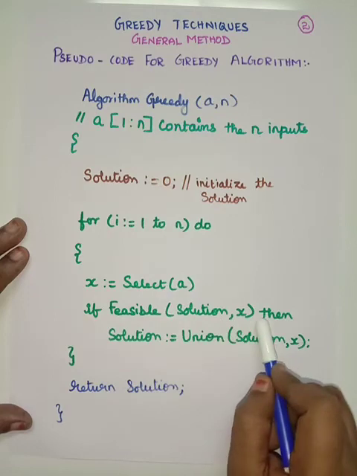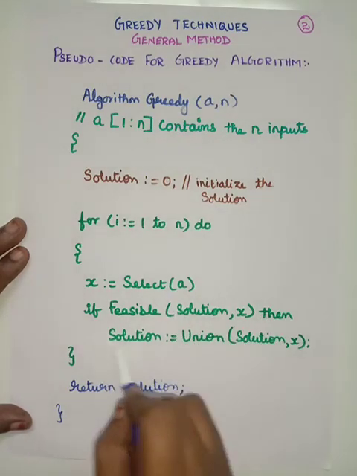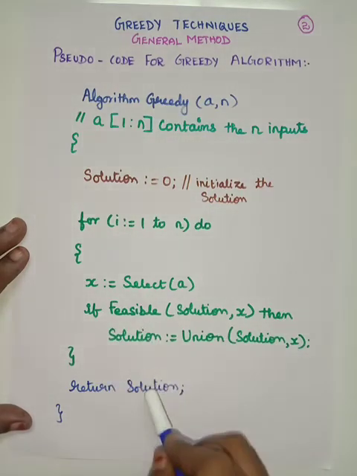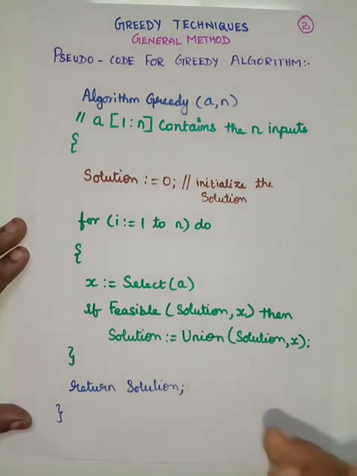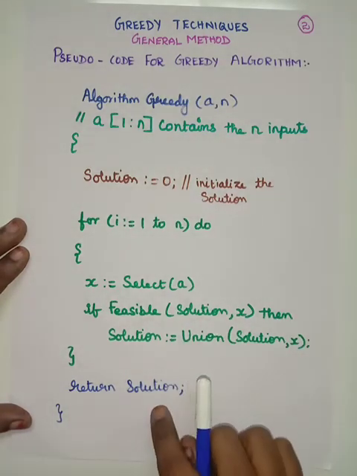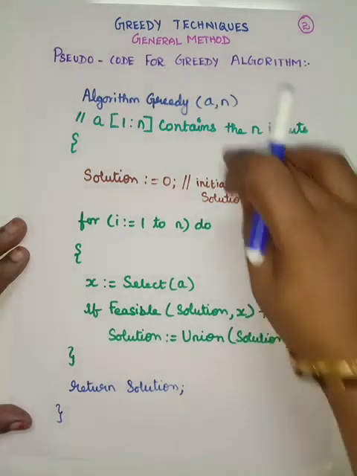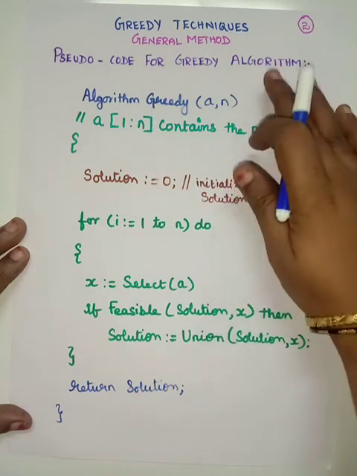The feasible solution is nothing but those who match the requirements of the company. Those students will be grouped together as a particular solution, and at last the solution will be returned. From this solution I'll be finalizing one optimal solution which satisfies all the conditions and requirements of the company. So this is the general methodology of the greedy technique.